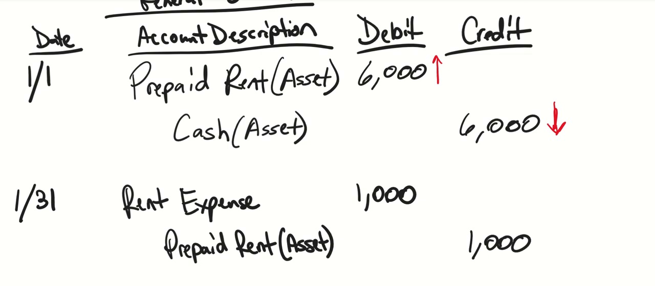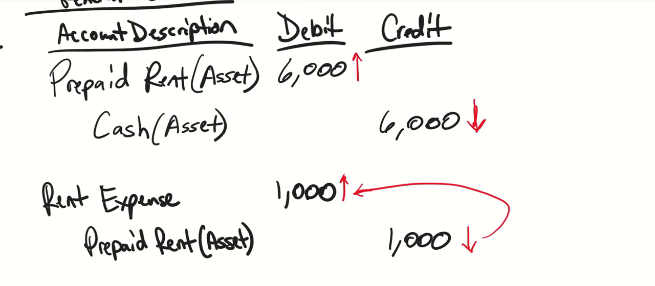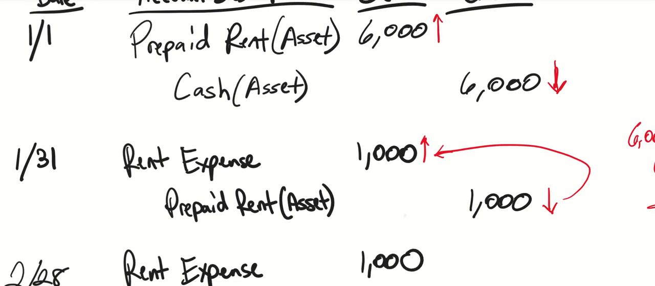Once the first month has been used up, Bob is going to reduce the prepaid rent account, the asset account, by $1,000, and move that balance into the rent expense account. So he's expensing the advance payment he made on January 1st on a monthly basis. Now, how did I get this $1,000? I took $6,000 divided by 6 months, which gives me $1,000 a month. That's how much is going to be expensed at the end of each month up until the very last month.